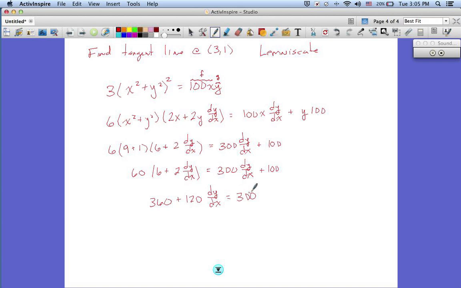And you can see this coming together here a little bit. 300 dy/dx plus 100. Subtract 120 dy/dx, I get 180 dy/dx. Subtract 100, that's an ugly 100, 100, and we get 260. Divide by 180, I get 260 over 180. That's dy/dx, and of course that can simplify to 26 over 18, and then it goes to 13 over 9.